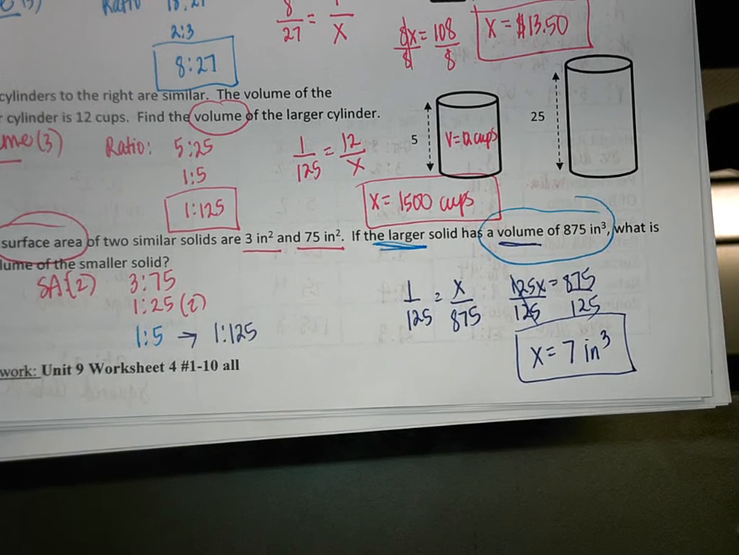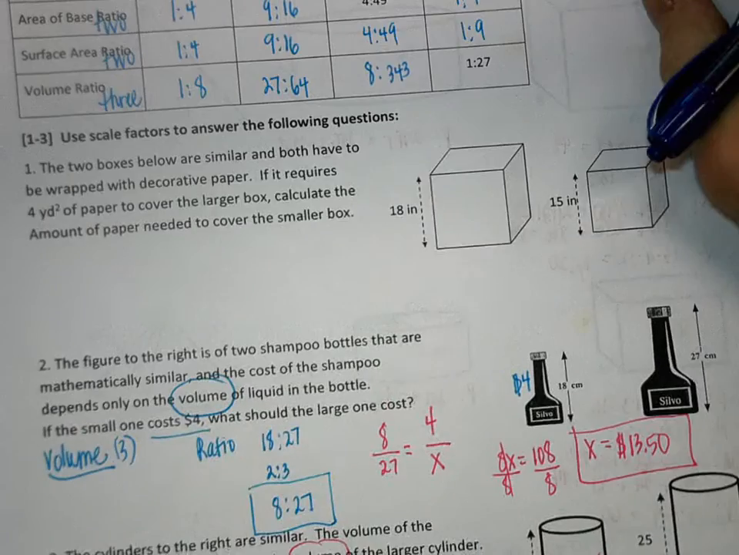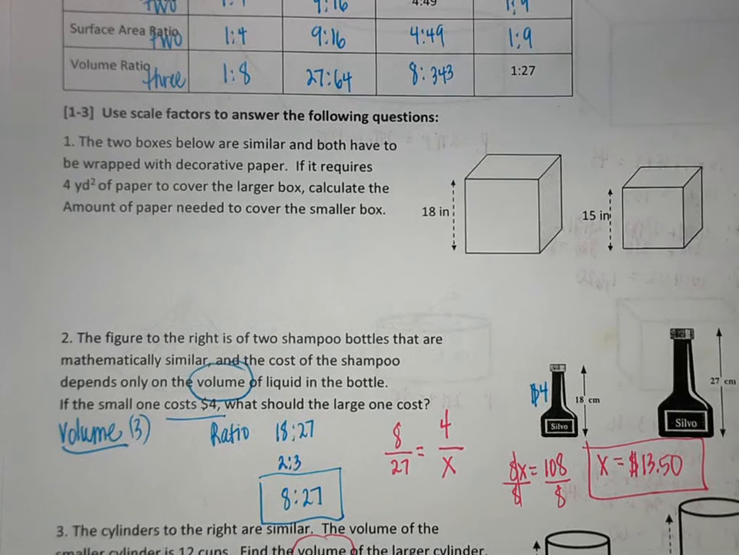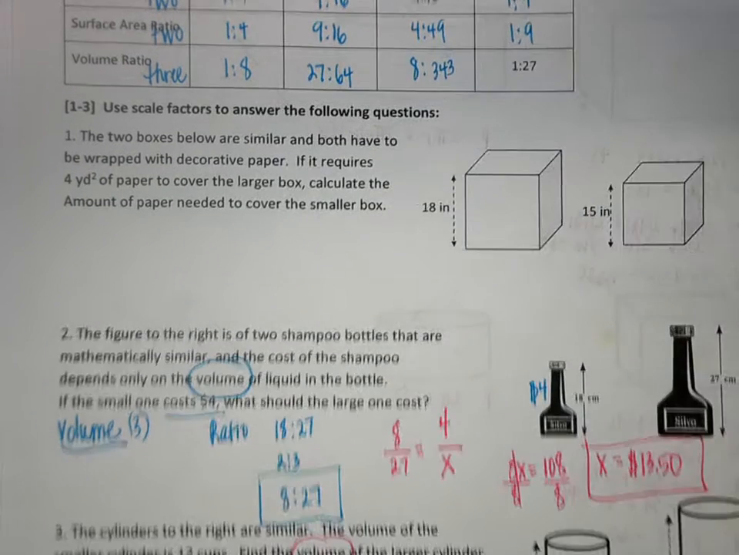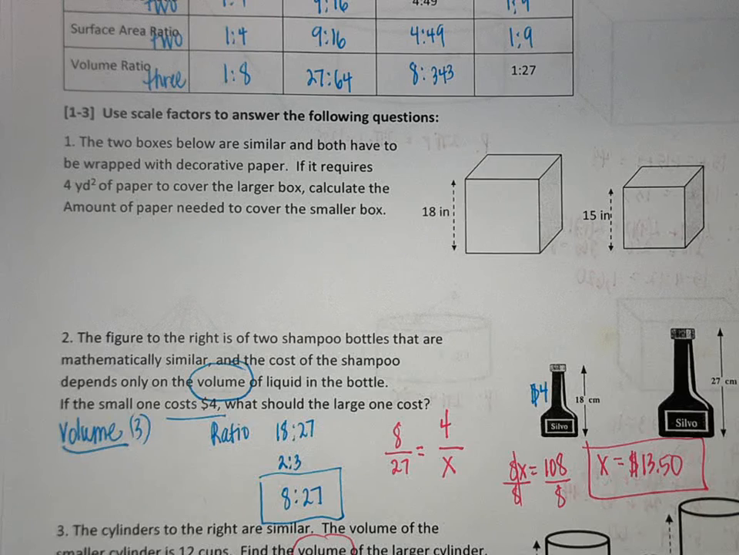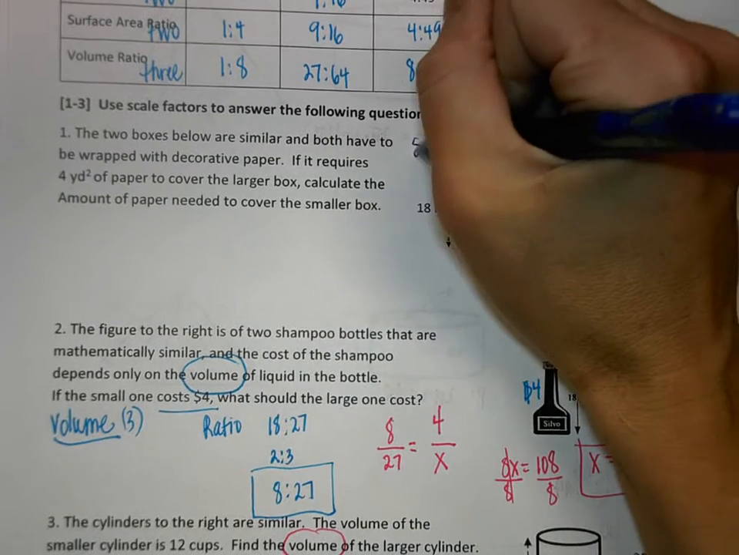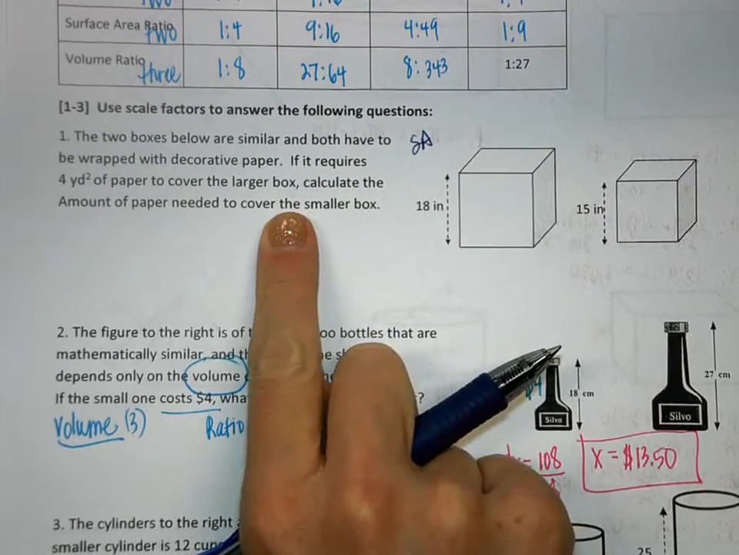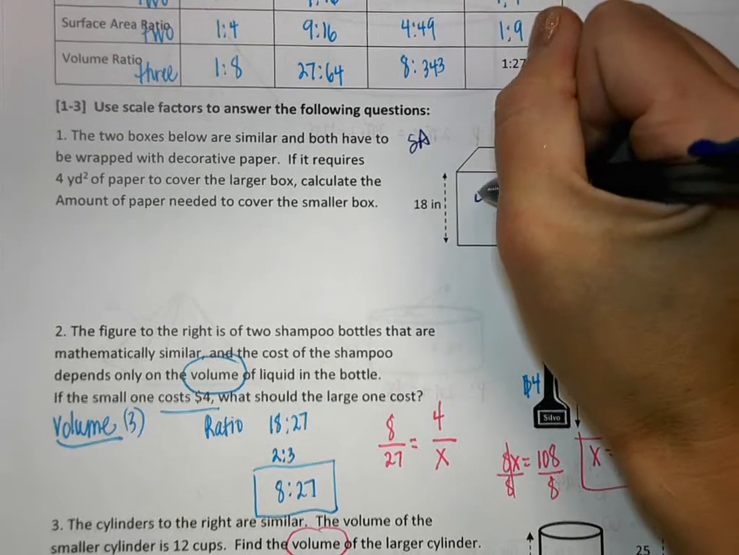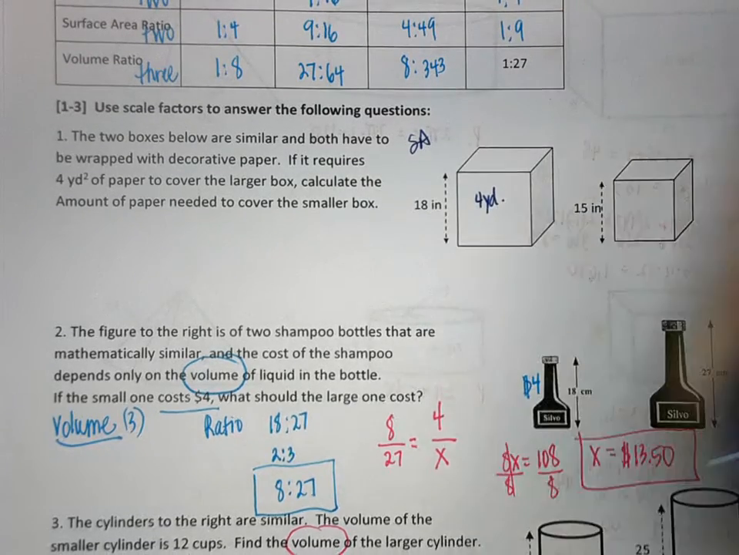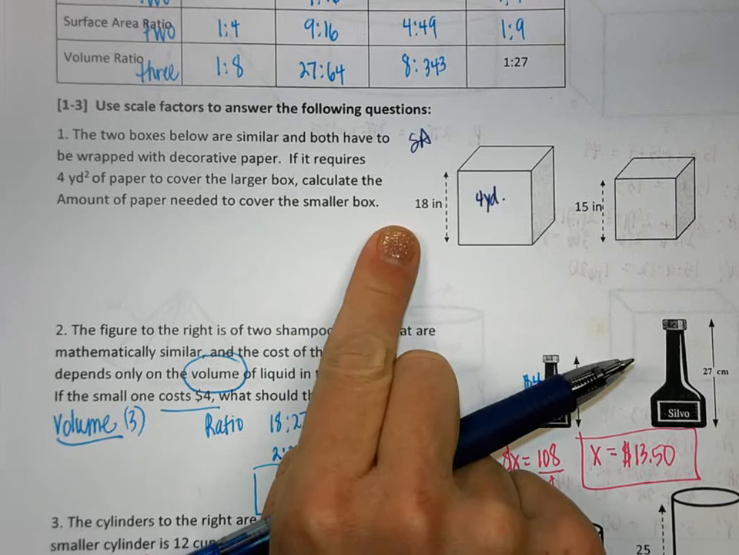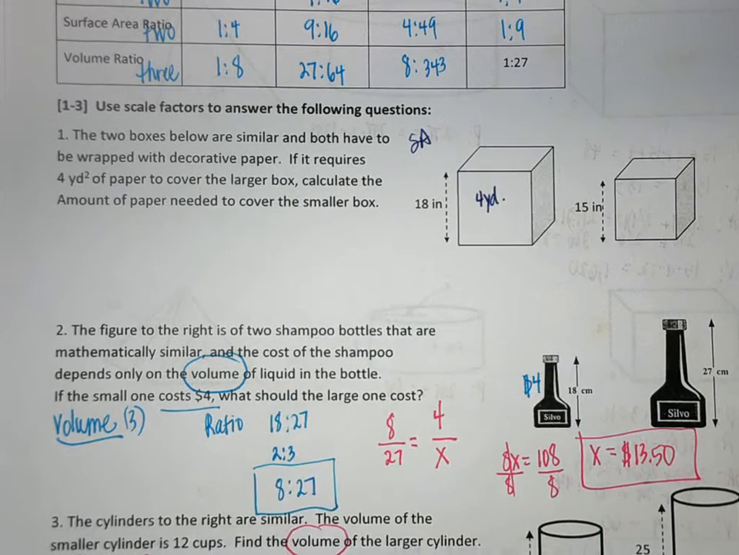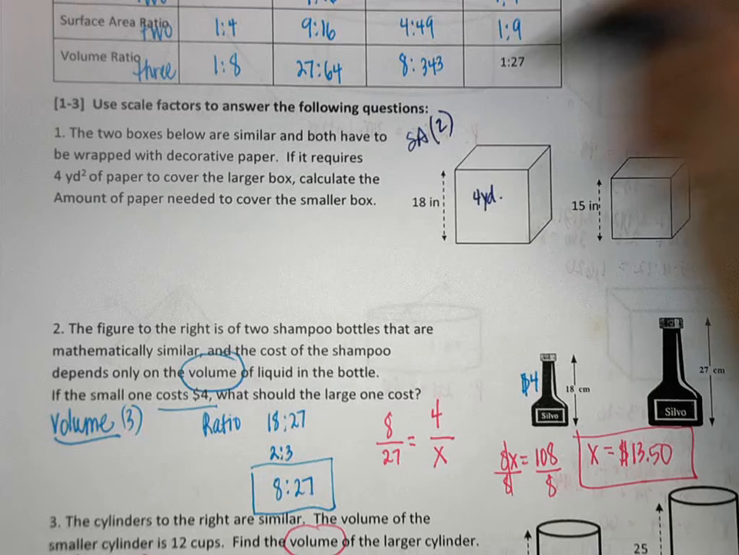Okay, we're going to go back to the first one, which was a little bit more complicated. Okay, so the two boxes below are similar, and both have to be wrapped with decorative paper. If you're wrapping something, what are we dealing with? Surface area, okay? So we're going to be dealing with surface area. If it requires 4 yards of paper to cover the large box, so this large one is 4 yards, okay? Calculate the amount of paper needed to cover the smaller box. Okay, and surface area we know is 2 dimensions, okay?